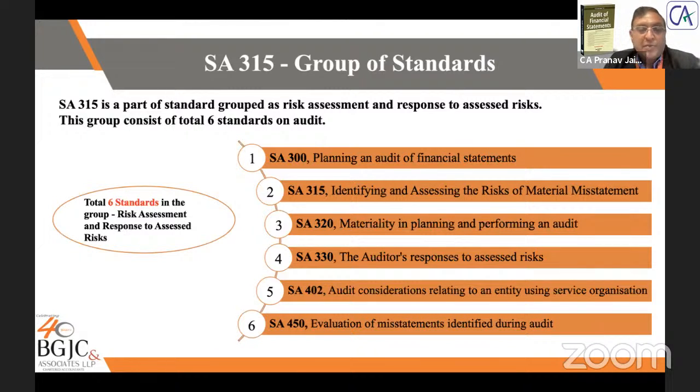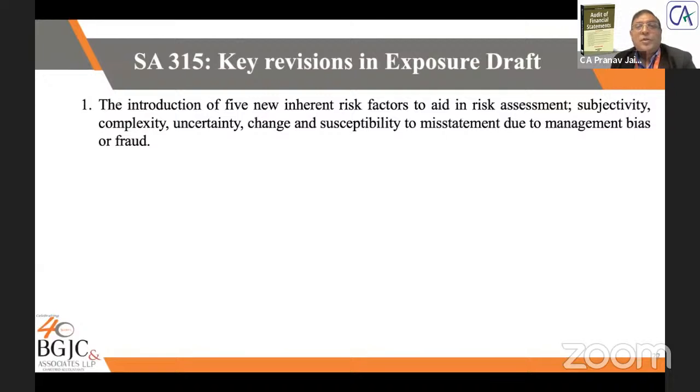Presently, only 315 is under revision. There would be consequential changes and amendments in the other standards pursuant to revision of SQM1, SQM2, SA 220, and 315, and other standards which are under revision. The standard talks about 5 new inherent risk factors to aid in the risk assessment. It talks about subjectivity, complexity, uncertainty, change, and susceptibility to misstatement due to management bias or fraud. So these are all qualitative factors in assessing the risk. And there is detailed guidance on each of these in Appendix 2 to the exposure draft of the standard. We will not go into the details, the objective being to give an overview of the standard.